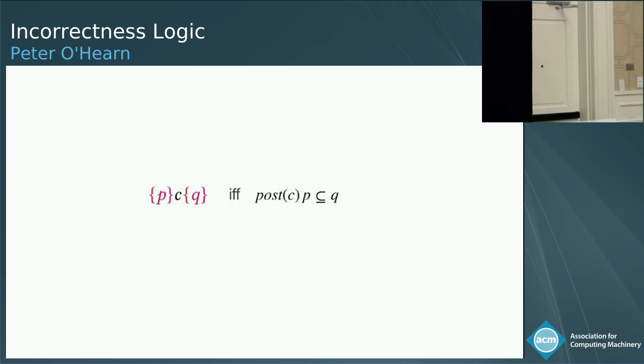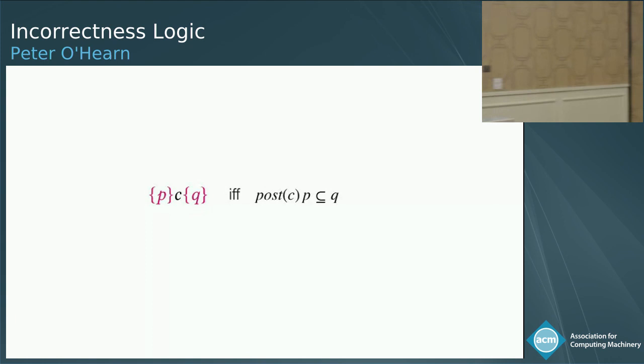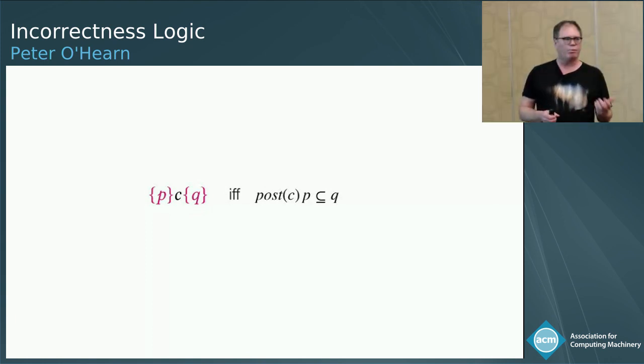So let's start with the Hoare triple. This is one way of describing it: if we start from the precondition P, and we consider all the states that can be obtained from precondition P, then Q is a superset of those states that can be so obtained. That's one way of describing the Hoare triple.